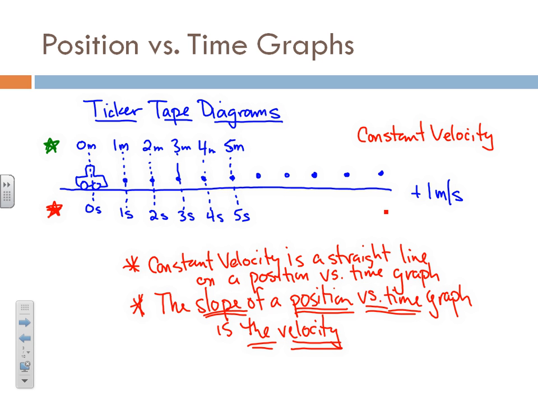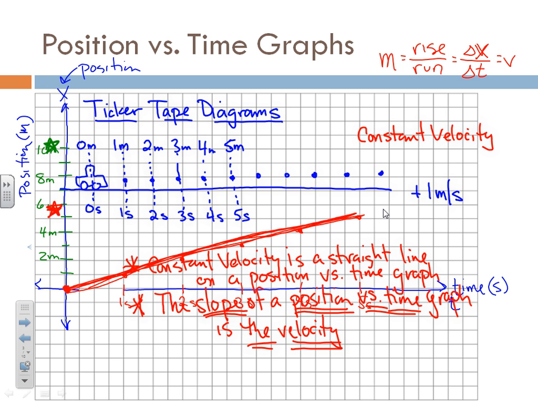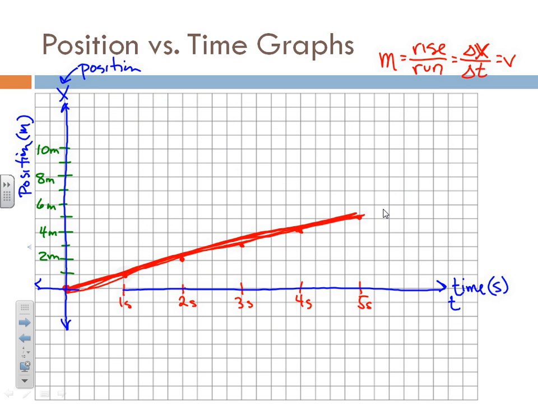This might be the number one most important thing that you can pick up from a position versus time graph. All we would really have to do if we saw one of these graphs would be to do our rise over our run for any 2 points along our line, and we should be able to find our slope. And if we find the slope, that should be our velocity.